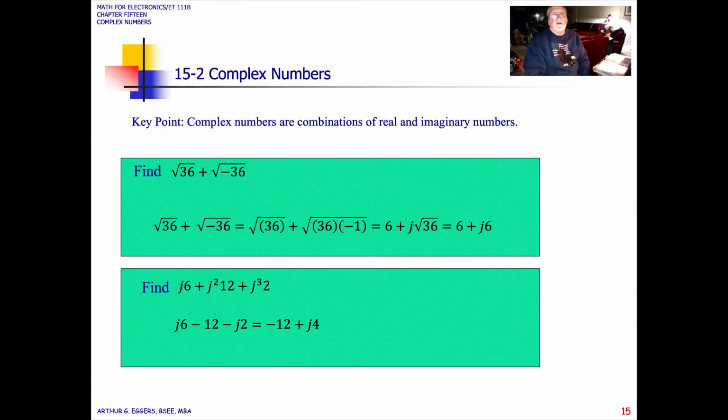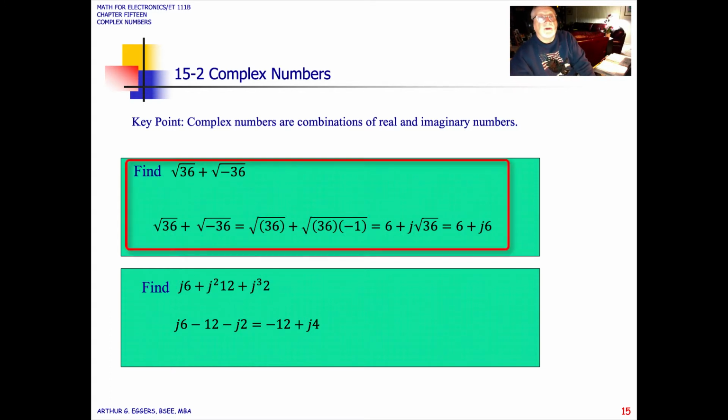Now we finish chapter 15, complex numbers, looking specifically at complex numbers. We looked at the foundations of what makes up the imaginary numbers and our J operator, and how we handle some of those values. Now let's look at complex numbers as combinations of real and imaginary numbers.